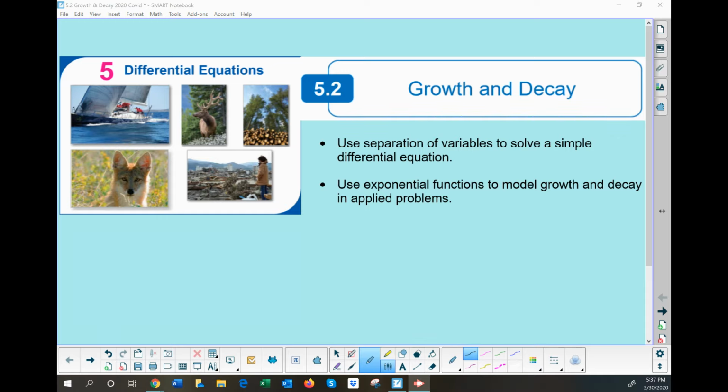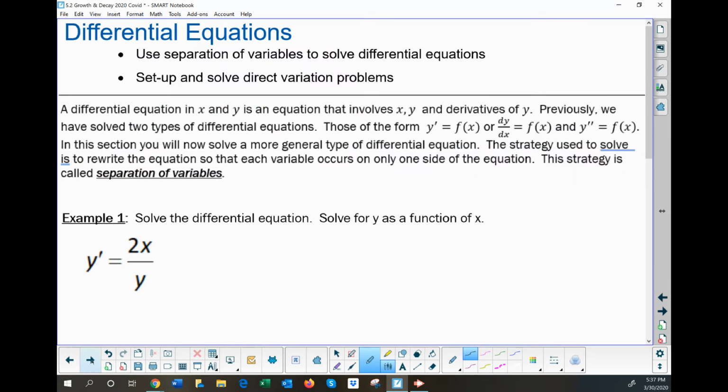Okay, hey, here we are on section 5.2. Welcome today. We are going to go through growth and decay and try to do this actually quite quickly. So I'm bringing it down to just a 1-day lesson rather than a 2-day lesson. And if I can get my mouse going, okay.